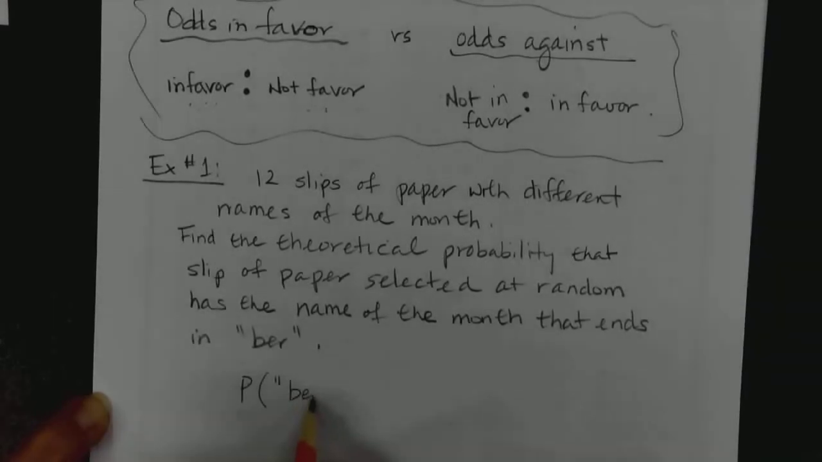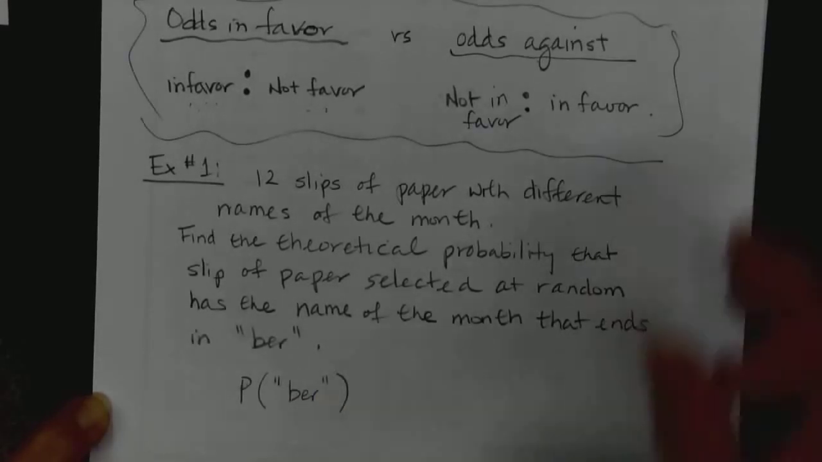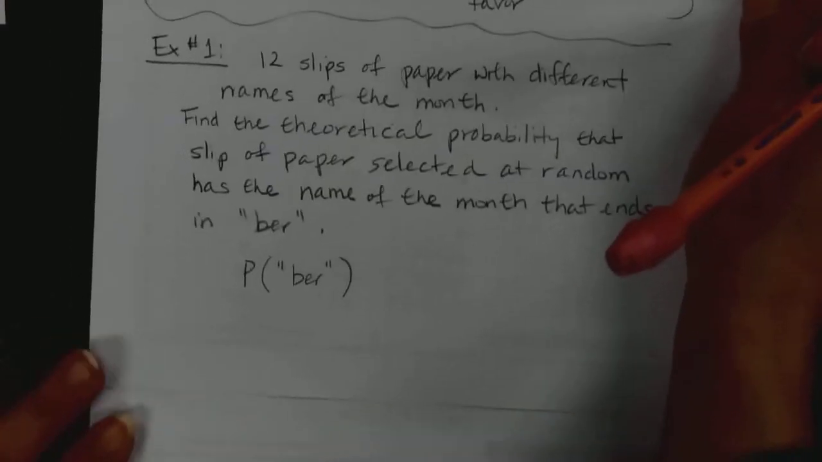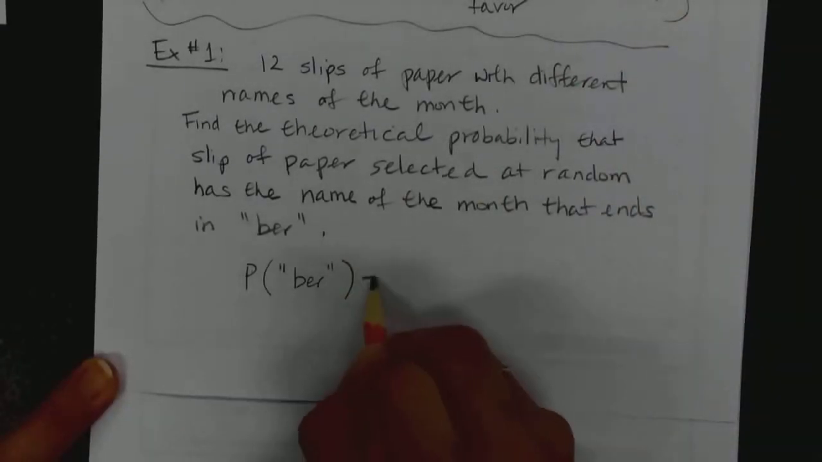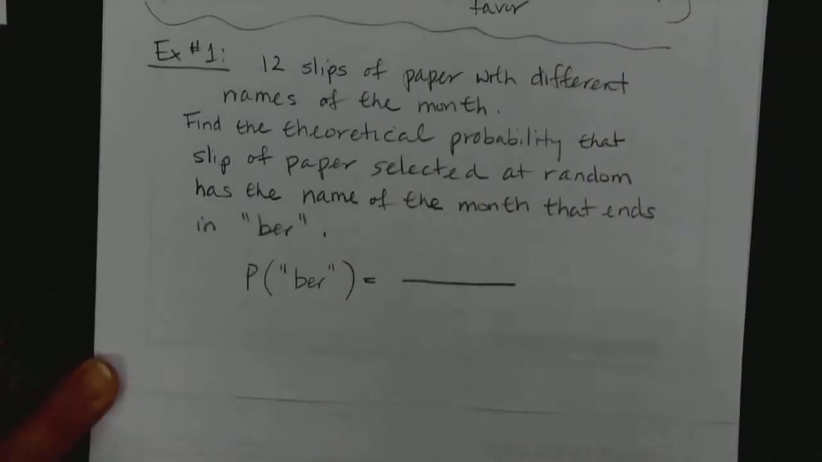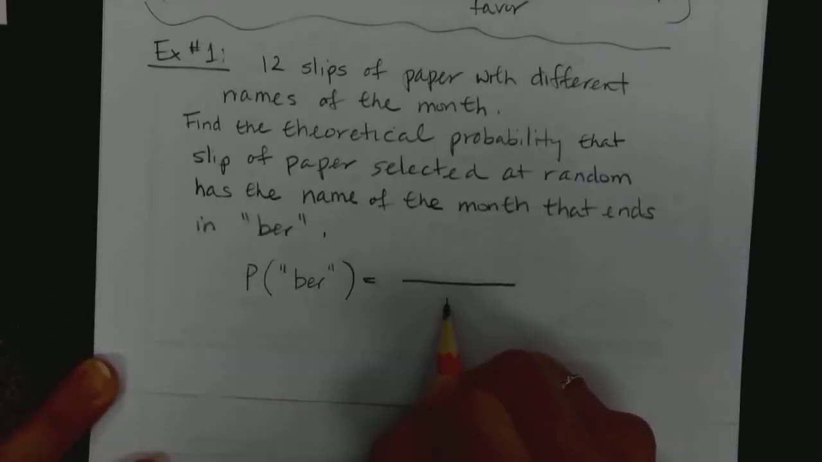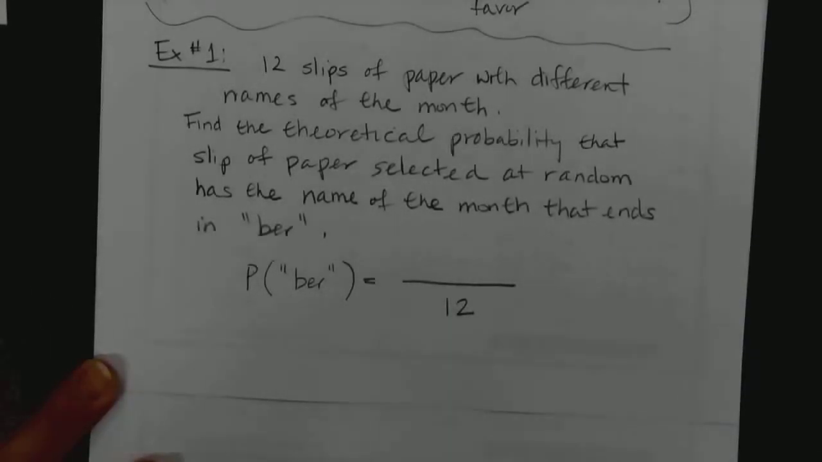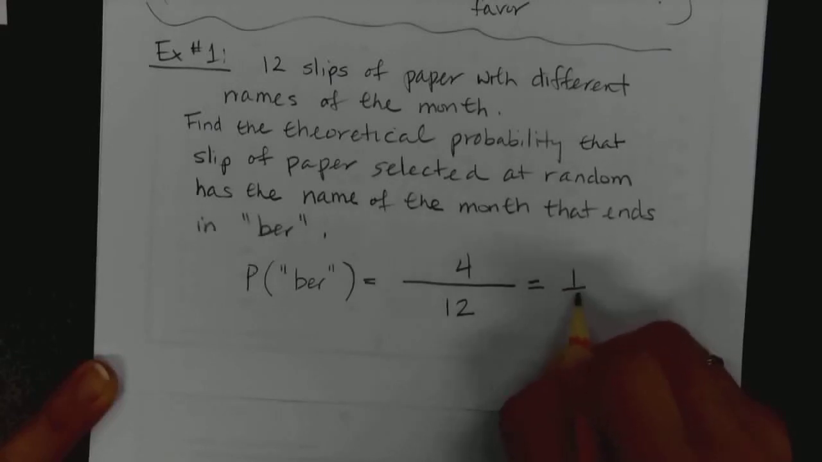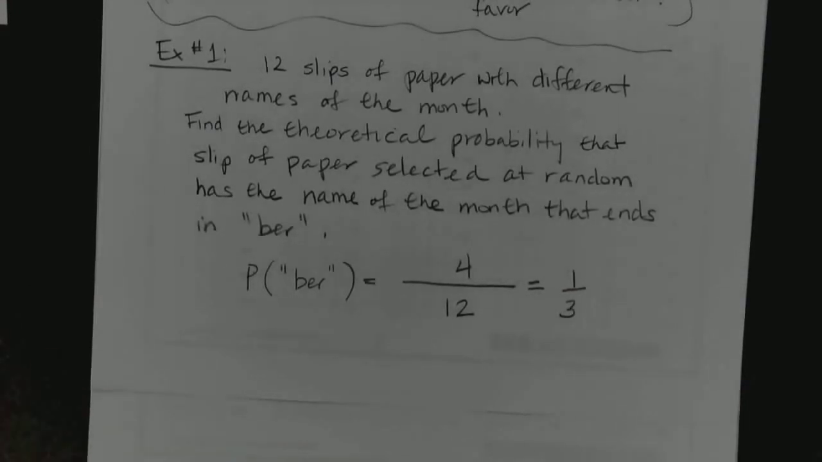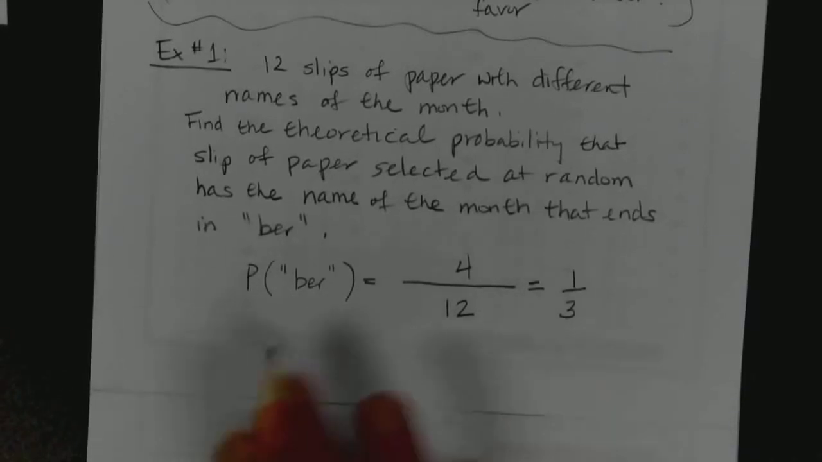Probability of landing on a month ending in "ber", right? That's my event. So what's my total, first of all? 12. Out of that 12 months, how many? 4. So that's my probability, 4 over 12, which can then be reduced to 1/3. Do you want us to reduce that? Yeah. Okay, so everybody understand where I got this?